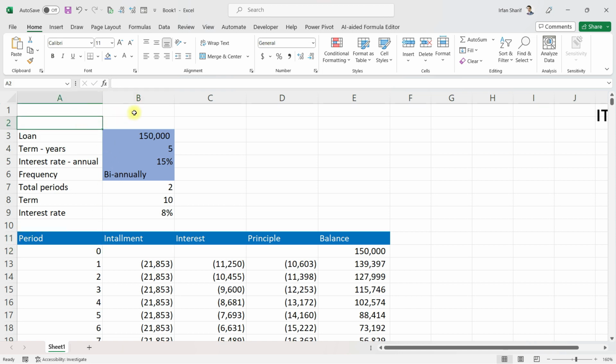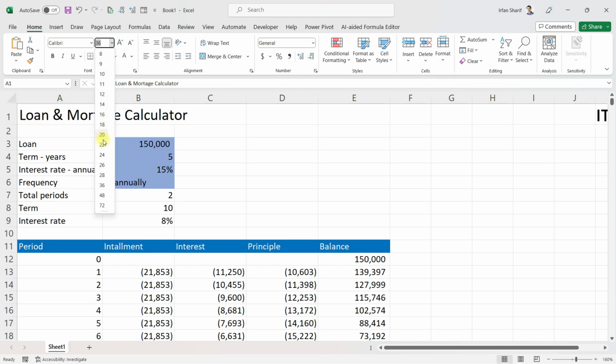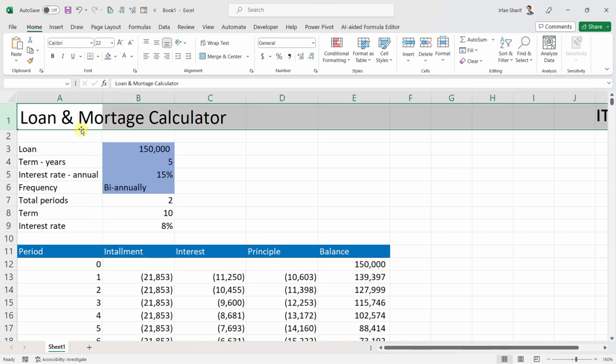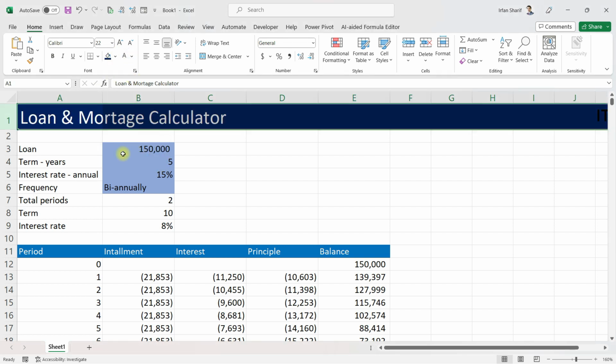And finally, let us give it a beautiful heading, that is Loan and Mortgage Calculator. Give it a bigger font size. Okay, it is just too big, so something like that. And we can color this whole row to something darker, and that should do the job. So now you have this Loan and Mortgage Calculator with everything completely perfectly functioning in it.